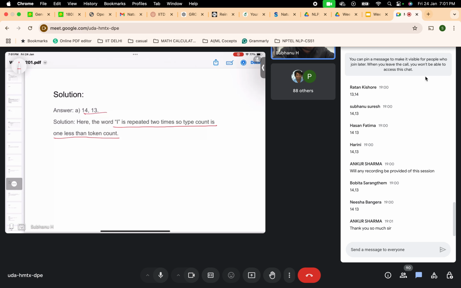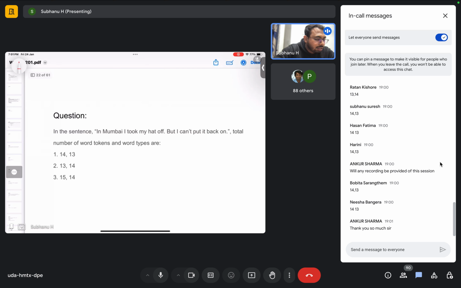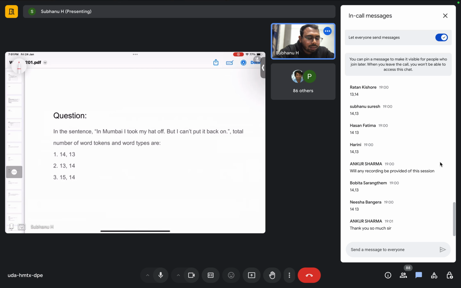Now, what are the types and what are the tokens, and what is the type-token ratio? Some of you have really answered it, and I appreciate that. I think you have seen the lecture videos of Professor Pawan Goyal on NPTEL. So how to solve this question? The question is about this sentence: "In Mumbai I took my hat off but I can't put it back on." Find the total number of word tokens and word types.